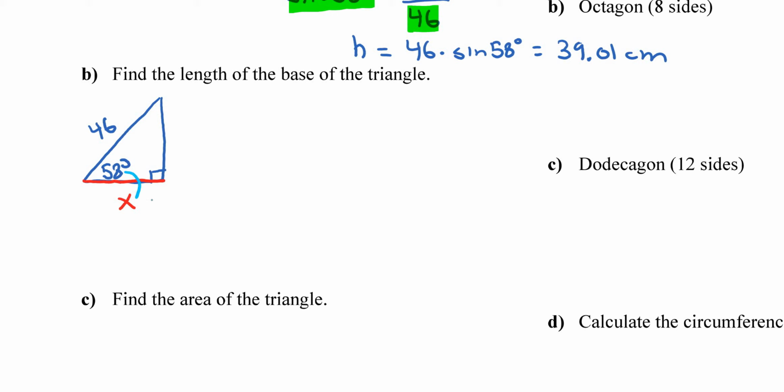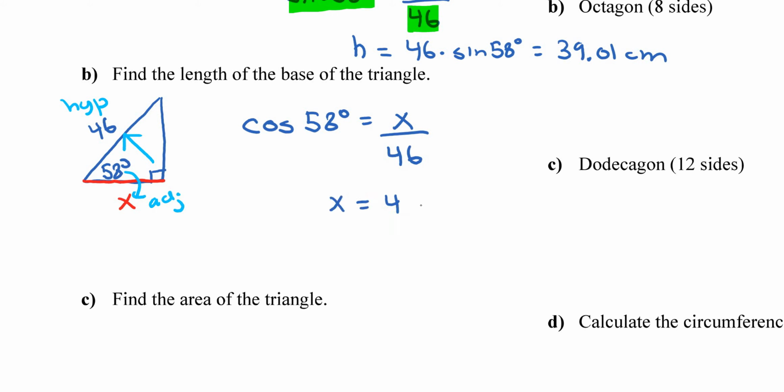Okay, so the x right here, that's your adjacent, and your hypotenuse is 46. So which trig function relates hypotenuse and adjacent? That's going to be the cos function. So it'll be cos of 58 equals your adjacent, which is x, divided by your hypotenuse, which is 46. So x will equal 46 times cos of 58 degrees.